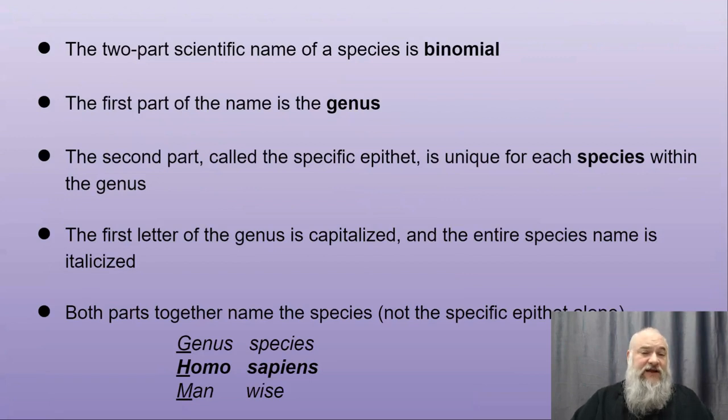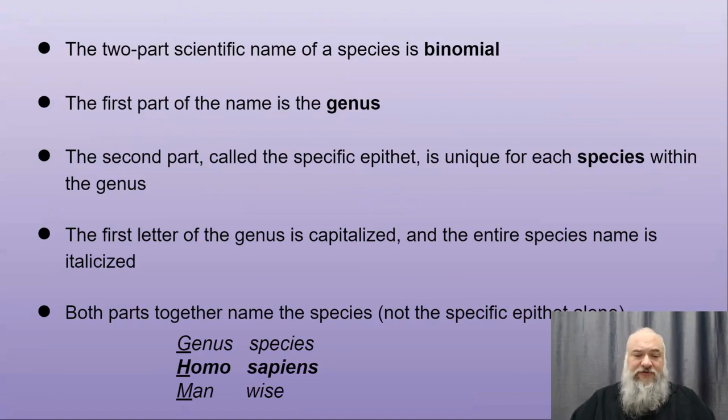So the two-part scientific name of a species is a binomial. So we call his system binomial nomenclature, meaning two name, nomenclature, naming system. So a two-name naming system. The first part of any scientific name is the genus that the individual belongs to. And the second part, called the specific epithet, is unique for each species within that genus.